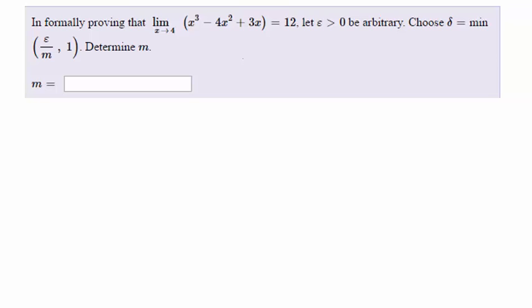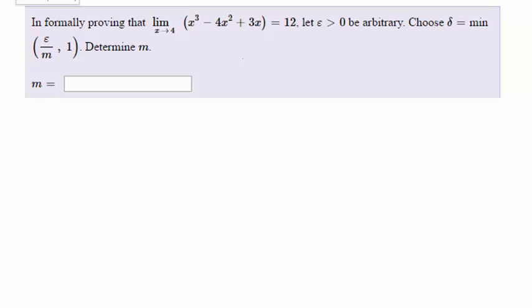Informally proving that the limit as x approaches 4 of the quantity x cubed minus 4x squared plus 3x equals 12, we're going to let epsilon greater than 0 be arbitrary, and we need to choose a delta that equals the minimum of epsilon over m comma 1, and we're going to determine m.